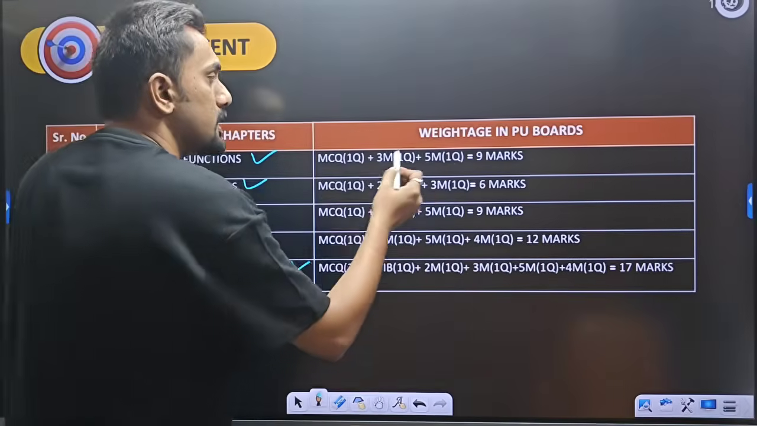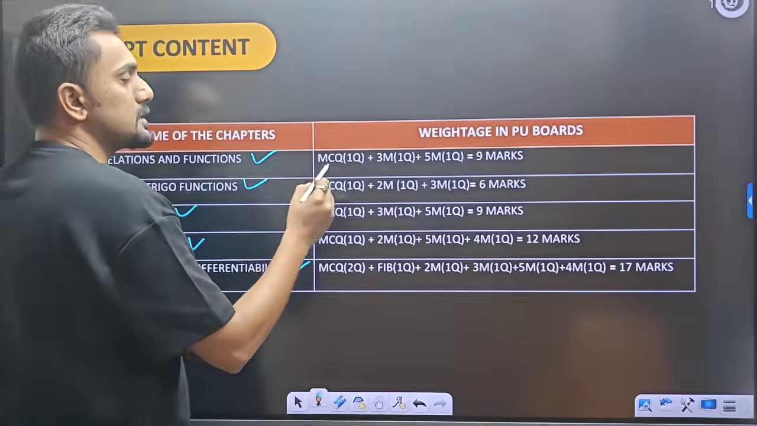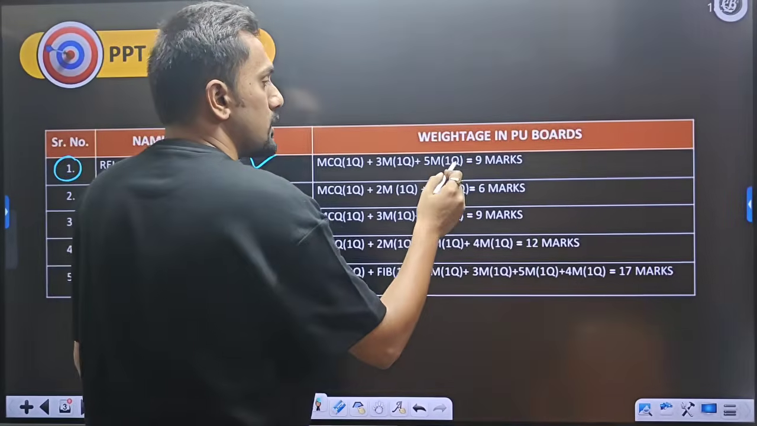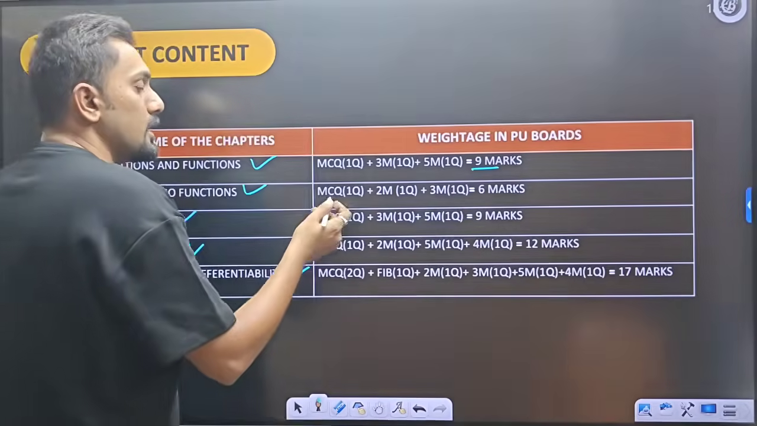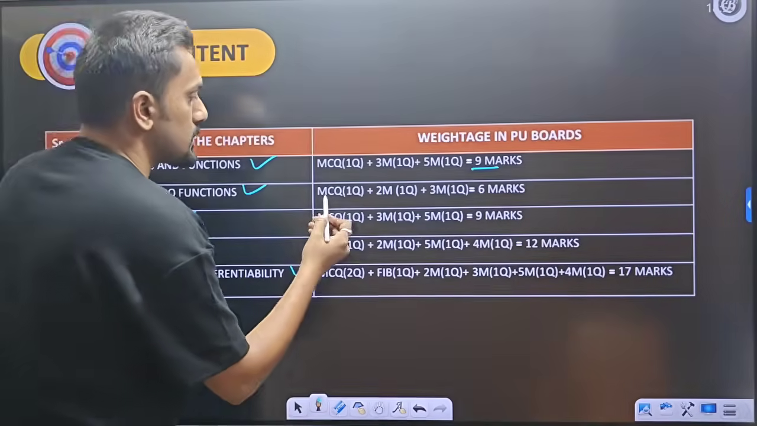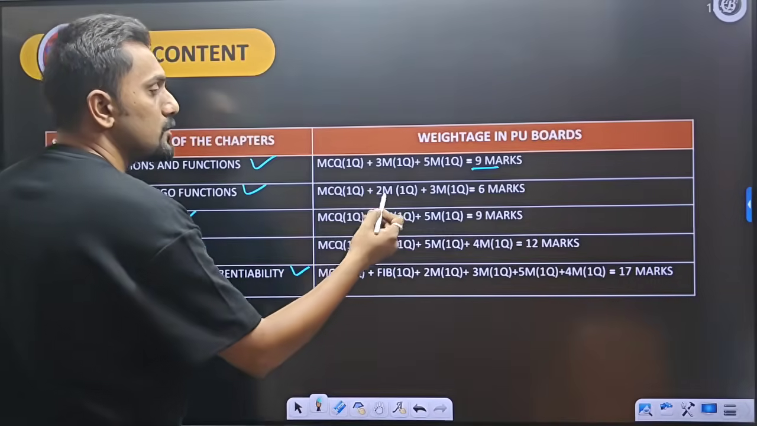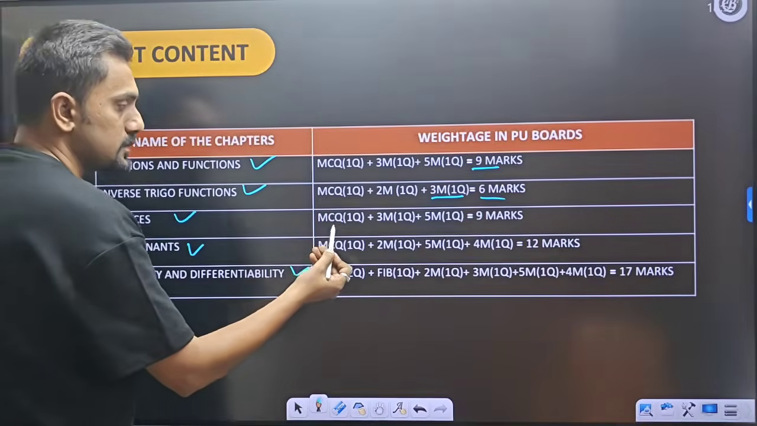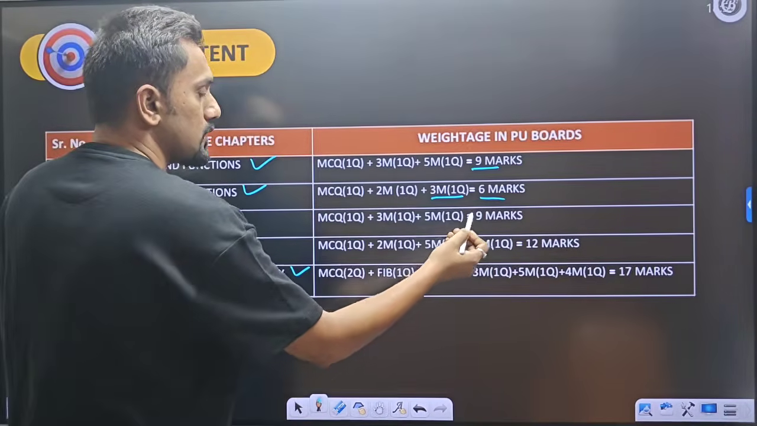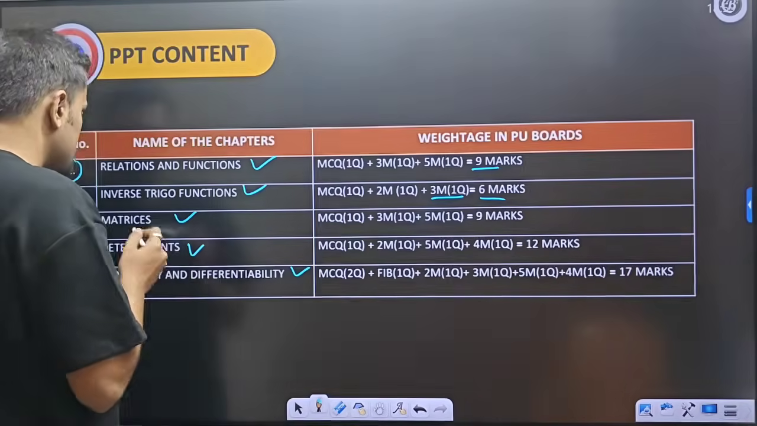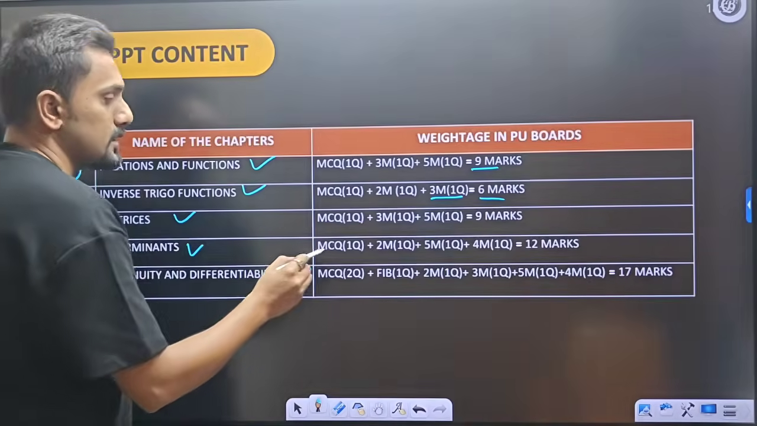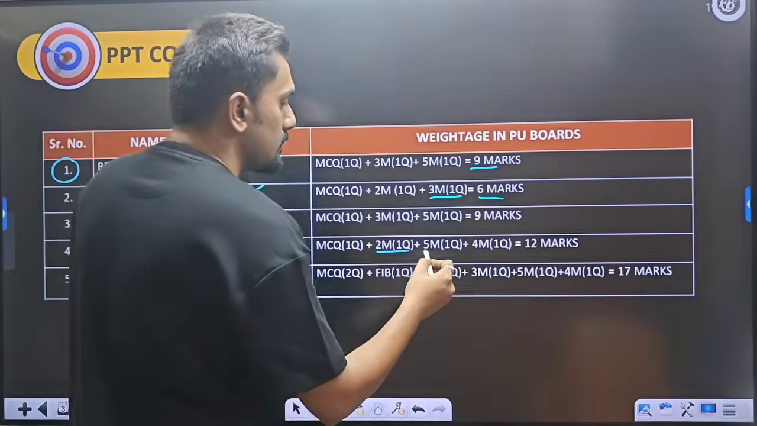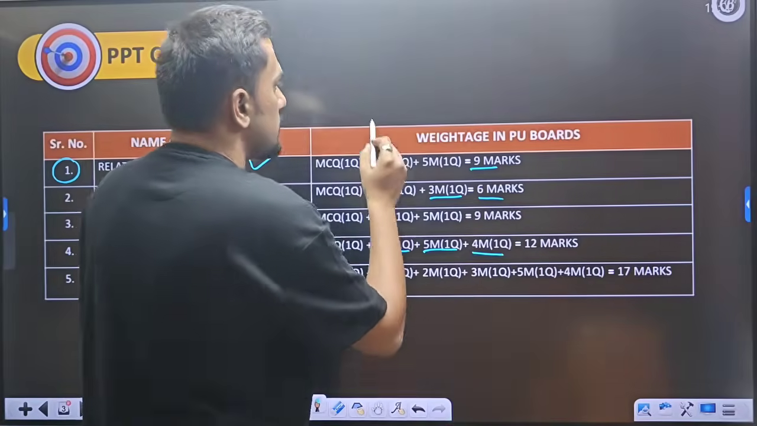See, the weightage is as follows. For relations and functions in PU boards, they will ask one MCQ, one 3 mark question and one 5 mark question, total 9 marks. From inverse trigonometric functions, one 2 mark MCQ and one 3 mark question, totally 6 marks. From matrices, one MCQ, one 3 mark question, one 5 mark question. From determinants, one 2 mark MCQ, one 5 mark question, and one 4 mark question in part E.